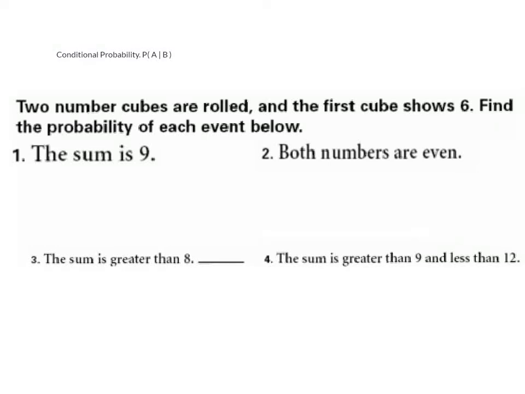This is a video on conditional probability. This is day 14 in the probability unit. So the example says here, two number cubes are rolled, and the first cube shows 6. Find the probability of each event below.